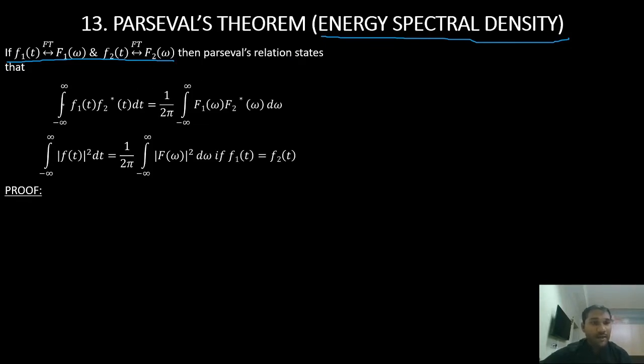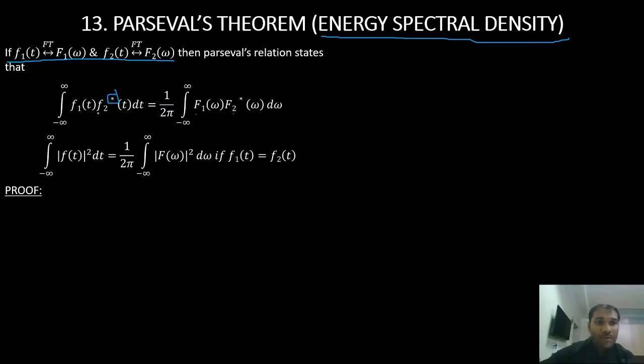It states that the integral from minus infinity to infinity of f1 of t into f2 star of t, or conjugate, this is nothing but conjugate, okay? f2 conjugate of t dt is equal to 1 by 2 pi times the integral from minus infinity to infinity of f1 of omega f2 conjugate of omega d omega.